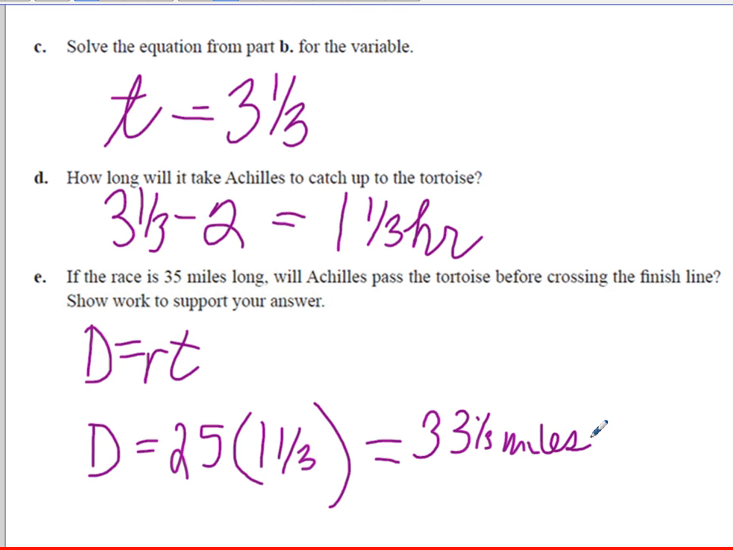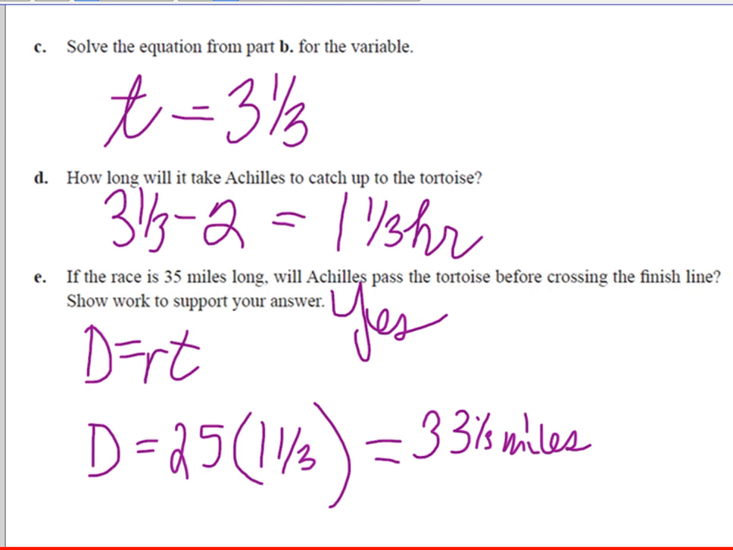So that means there's still a little bit of distance left in the race, actually 1 2/3 miles, and we know he's running faster, so he will win the race. But yes, he passes. And our work supporting it is showing the distance that he ran to compare it to the distance that they said the race is.